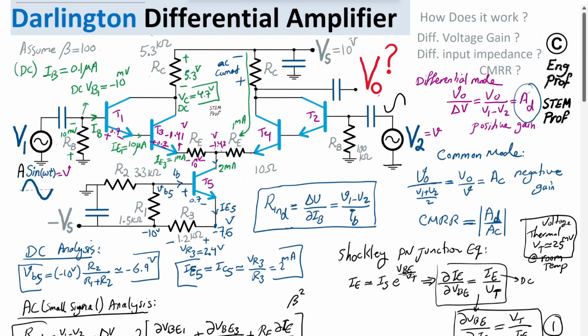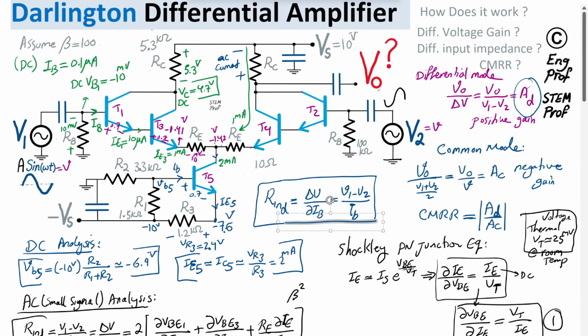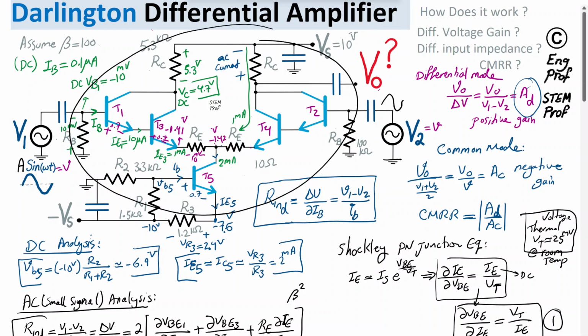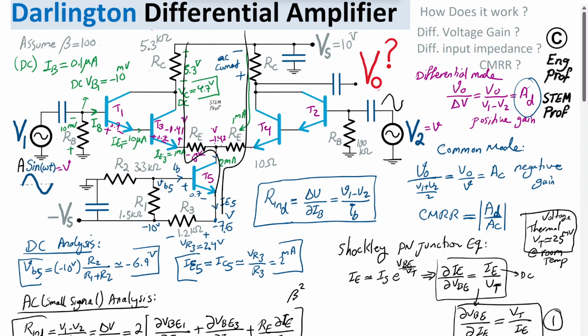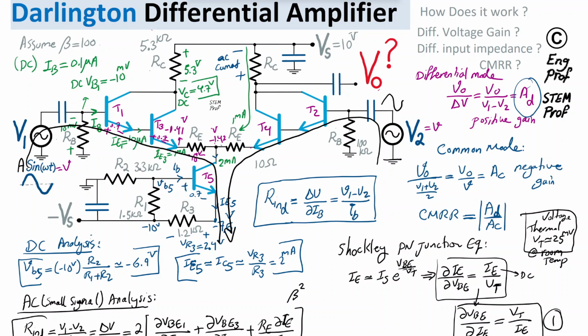If we apply the same voltage as part of the common mode gain analysis, same voltage on both sides, what happens is the circuit has a mirror symmetry. I know that both branches have the same DC current, 1 milliamp each. But then in the common mode AC analysis, we also have the same AC current flowing.